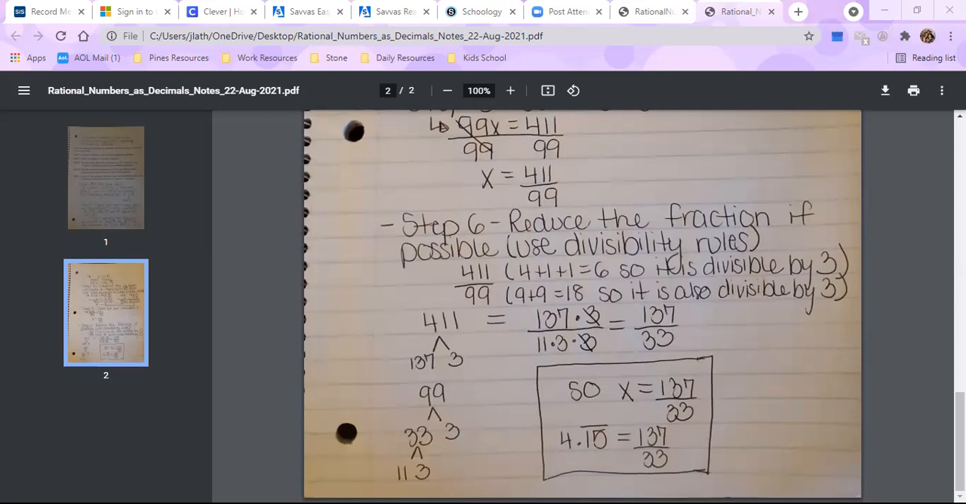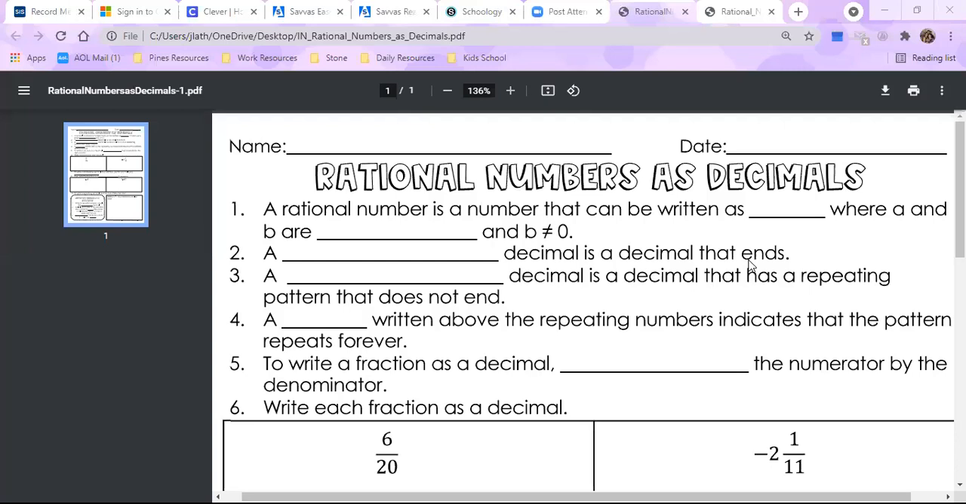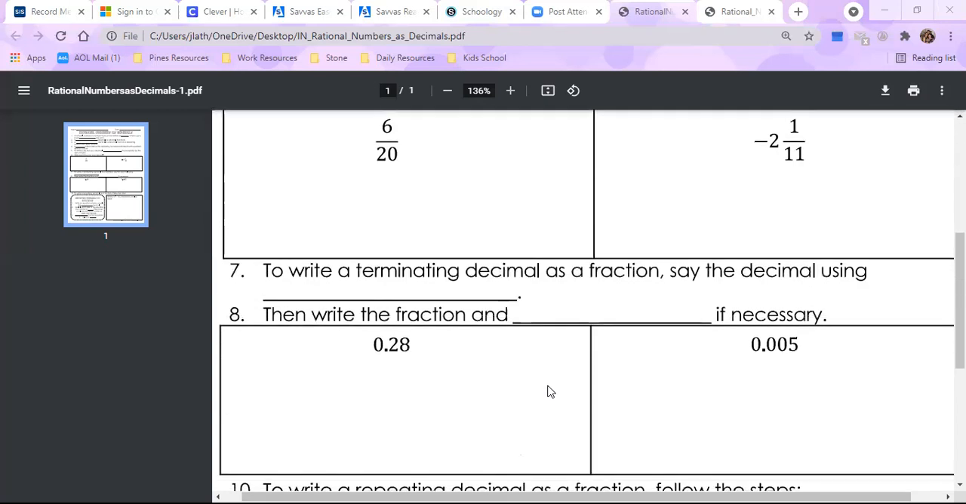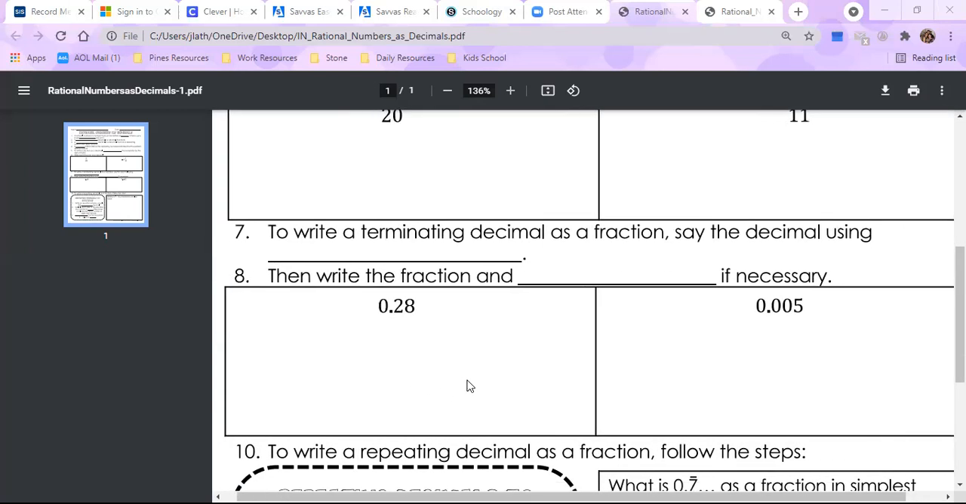All right, so now we are looking at our interactive notebook. We're going to be going through the blanks and then working on some examples. We are going to write our fractions as decimals. We are going to practice writing decimals as fractions.